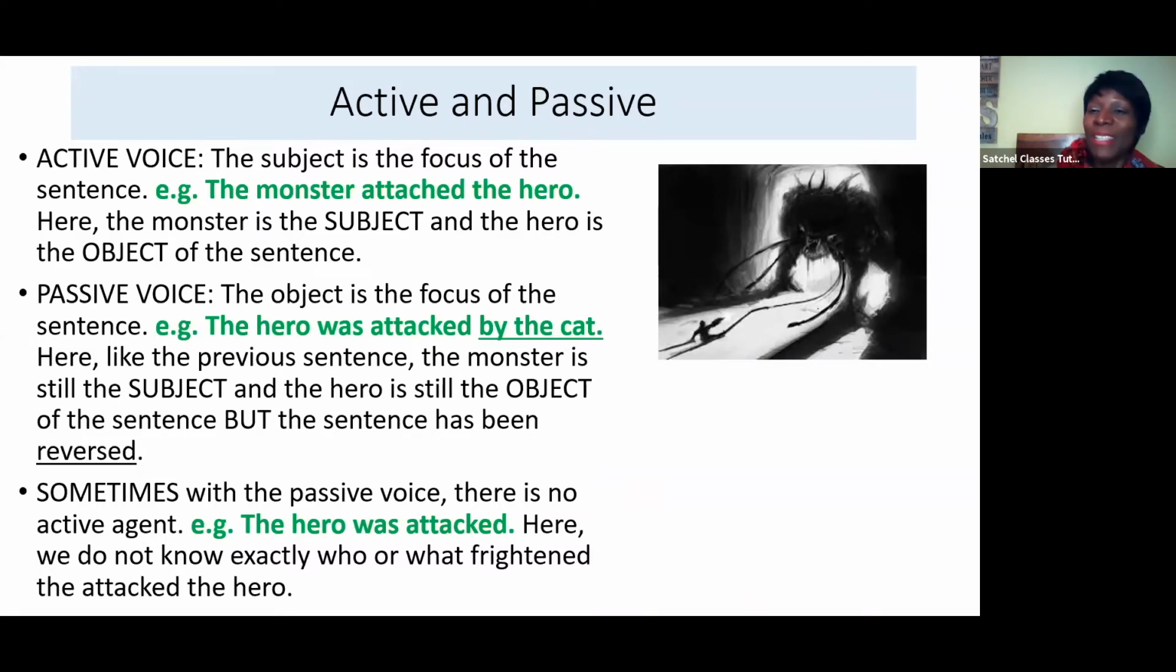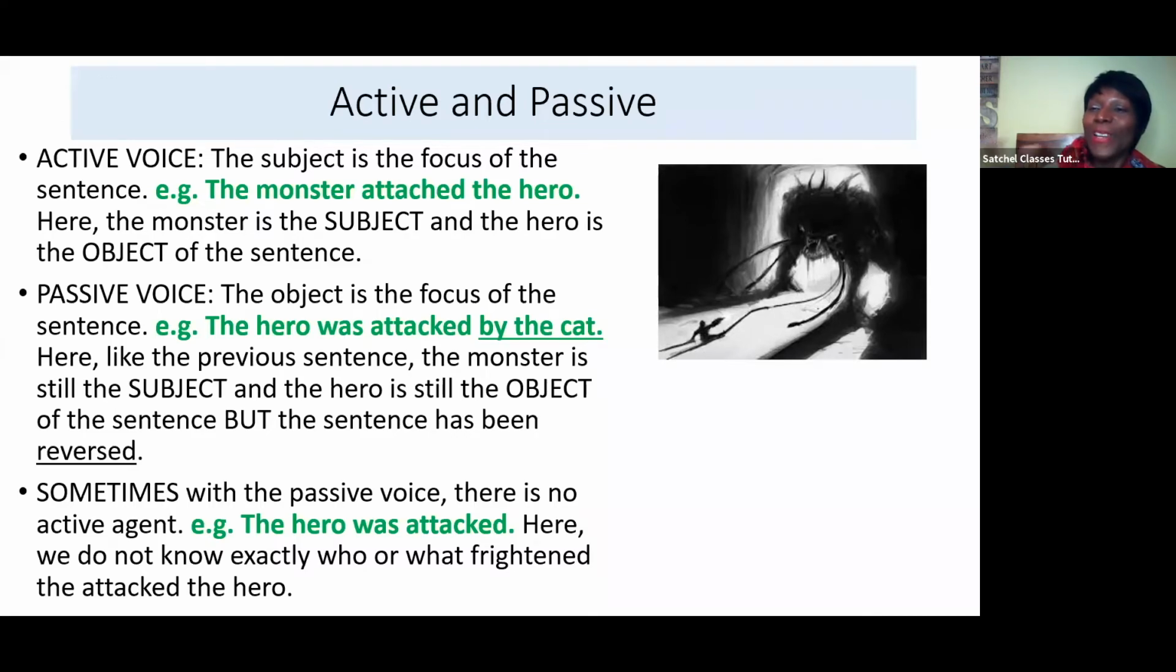Sometimes we don't even say who they were attacked by. The hero was attacked. That's the passive. So he wasn't doing the attacking. He was receiving the attacking. And it doesn't even tell us who he is being attacked by. So you're making that thing appear passive because they're not the agent. They're not the main person doing the verb.